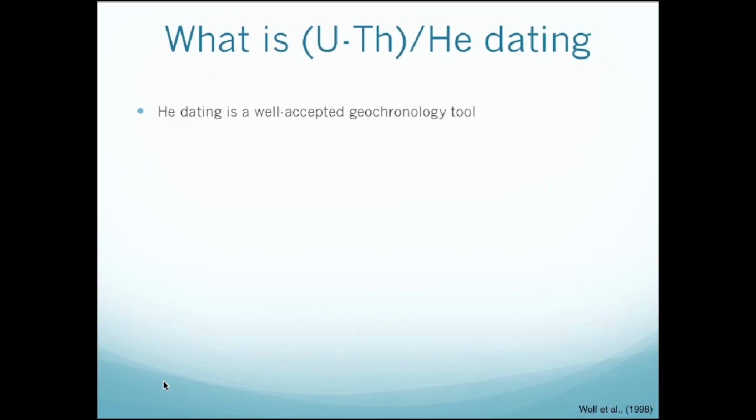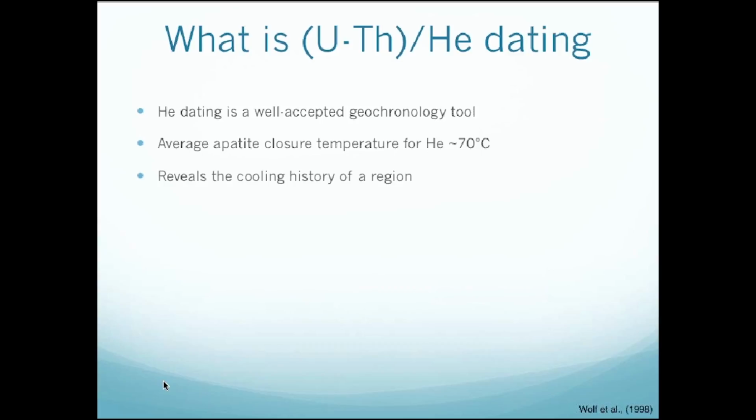So at this point, helium dating is actually a well-accepted geochronology tool. And it's unique because it offers a cooling history of a region. And it does that because an apatite, which is what we helium date, has a closure temperature of approximately 70 degrees Celsius. So what that means is that when an apatite cools to that threshold, any helium that the apatite is producing actually gets retained within the apatite. Therefore, we can measure the helium and predict the cooling pathway in which the apatite likely cooled, thereby getting a cooling history of the region.